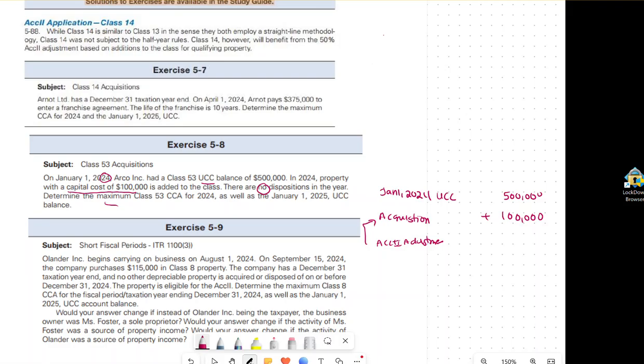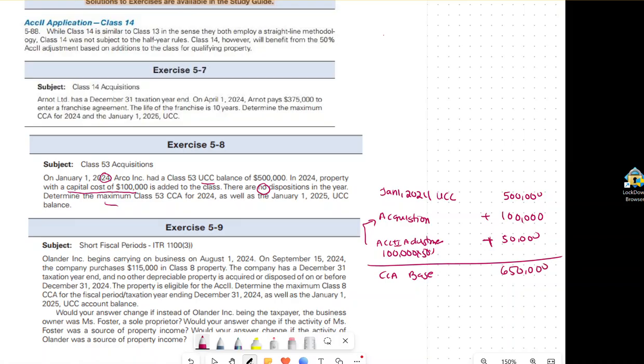So only half of the acquisition. In this case, my acquisition here will be 50,000. 50,000 is, take the 100,000 multiply by the 50%. If you add it here, you have to do a reversal too. So this is only for the CCA base, and if I add all the numbers, that will be 650,000.